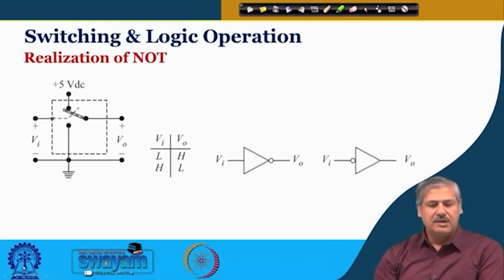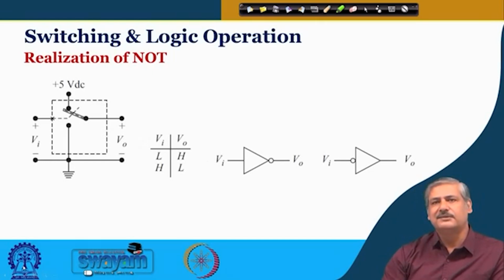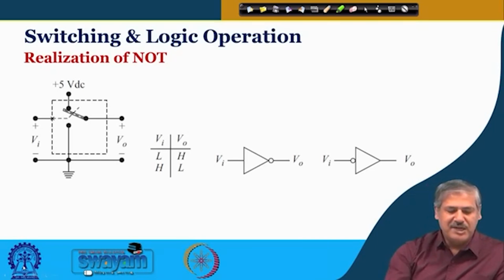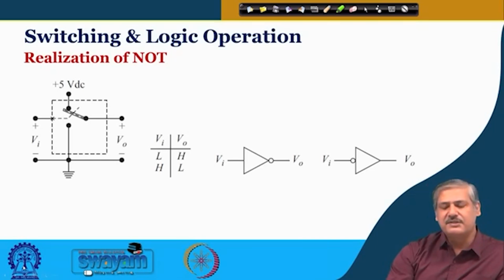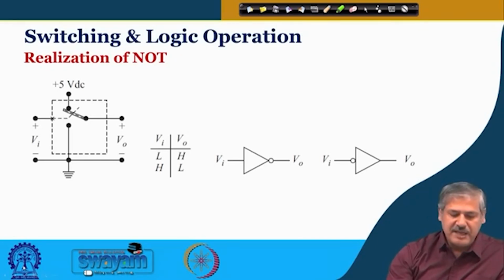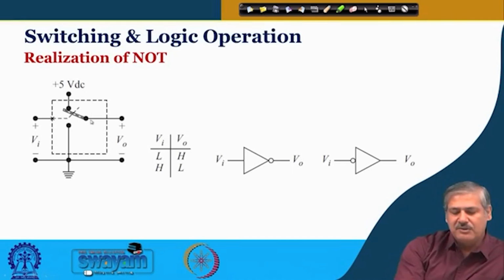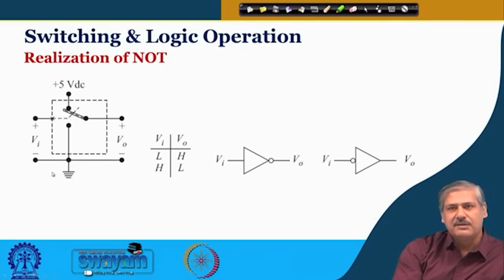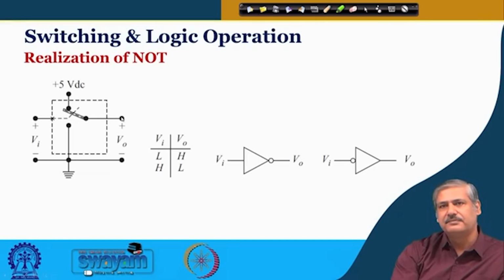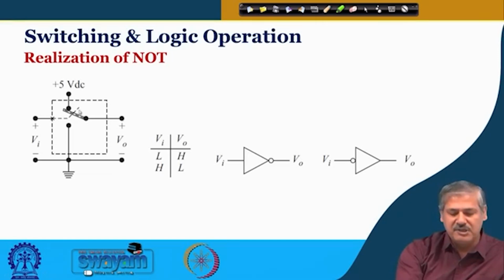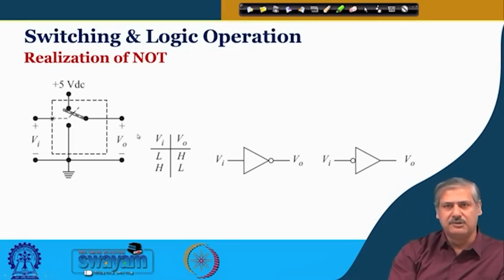Now, we look at the other one, which is NOT. Look at this particular switch, this is another logic operation. So, what is happening? Now you see the difference. The switch is connected in such a manner that if this input side is low, this 5 volt is getting a path to the output.